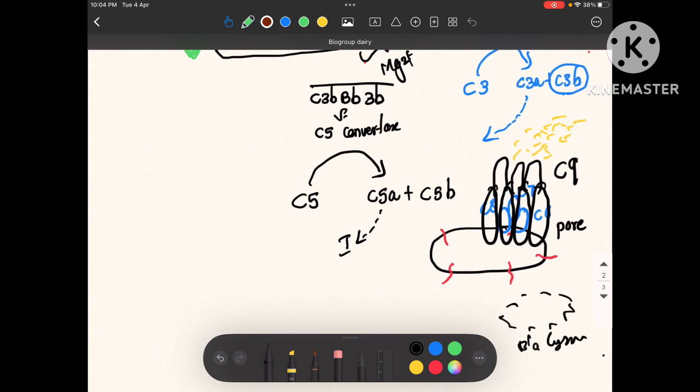So the ultimate event is the same in the classical pathway, the alternative pathway as well as the MBL pathway. So that's all for today.